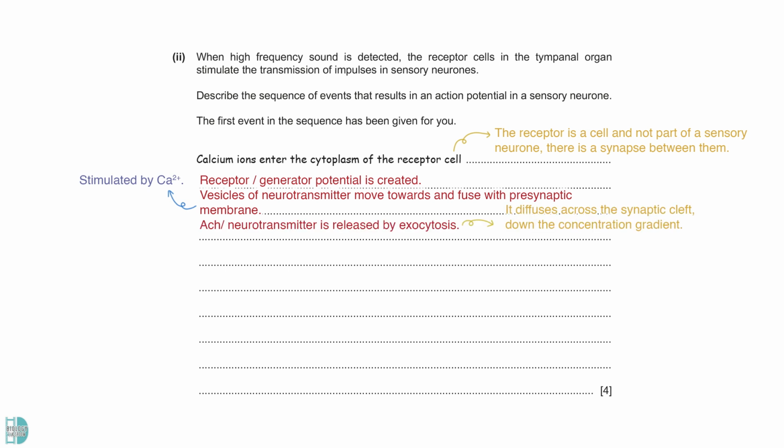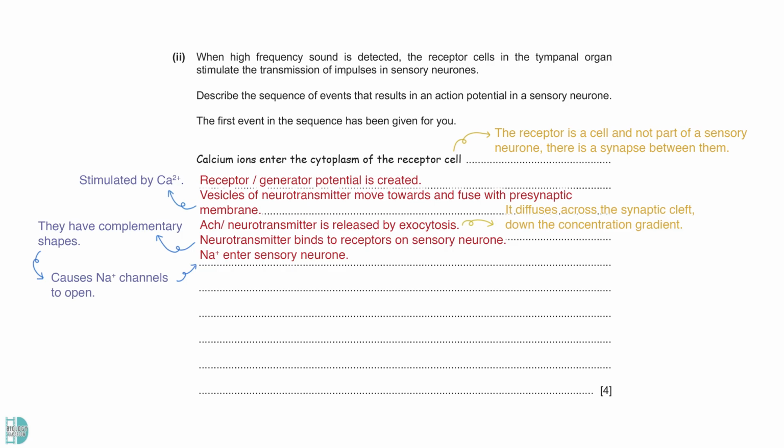Acetylcholine or neurotransmitter is then released by exocytosis. It will then diffuse across the synaptic cleft down the concentration gradient. The neurotransmitter binds to the receptors on the sensory neuron due to their complementary shapes. The binding causes sodium ion channels to open. Sodium ions then enter the sensory neuron. This leads to the inside of the membrane becoming more positive. This causes the depolarization of the membrane of the sensory neuron.